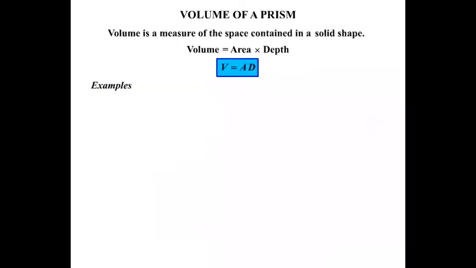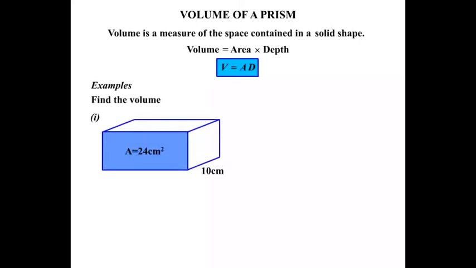Now let's look at some examples. We're asked to find the volume. In this particular cuboid, we're given that the area of the face is 24 square centimeters, and we can see the depth is 10 centimeters. So there's our formula, V equals AD, where the area is 24 and the depth is 10 centimeters. So we multiply by the 10. 24 times 10, don't search for the calculator for this one, is easy, equals 240. And again, we're dealing with volume, so we make sure we write cm cubed, cubic centimeters.